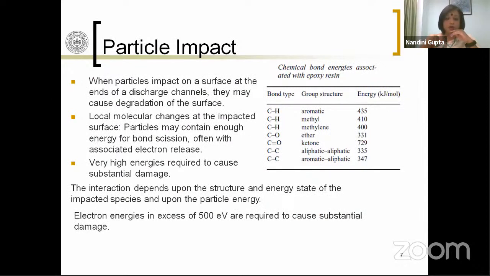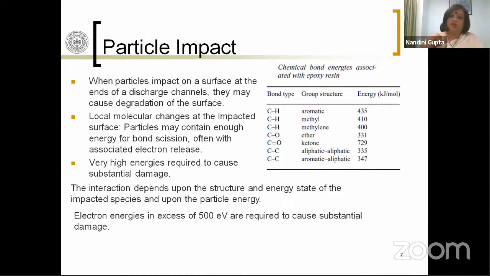What degradation do I talk about? There might be local molecular changes. It might break the bonds that are present at the walls. Whatever molecules you have, those molecules may be broken due to bond scission. There may be electrons which are released. But remember, if the dielectric is to be damaged significantly by particle impact, we are looking at very high energies. To cause substantial damage, we would need considerably high energies. And it is really not feasible that just by particle impact, you would really see a significant amount of damage on the walls.